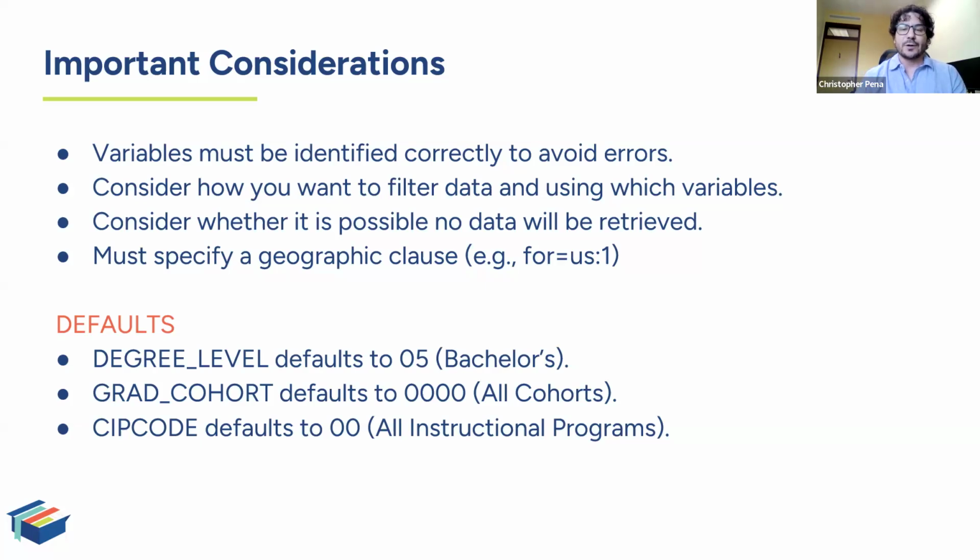The grad cohort defaults to 0000, which is the placeholder for all cohorts. And then the zip code defaults to 00, which is the level for all instructional programs. So you have a few of those built in. As you're pulling data, just keep those in mind. If you don't specify them, that's what you'll get back, not the entire data set, just those particular records.